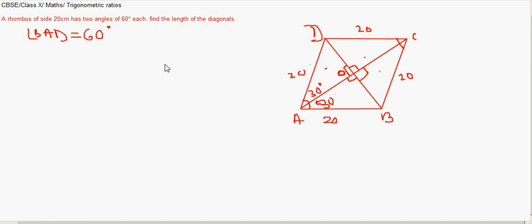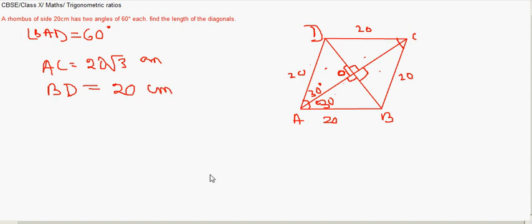Do I give you the answers for you to check? Okay, let me give you. You will get AC as, I think, 20 root 3. You might get BD as, obviously they will not be equal, since the diagonals are not equal in a rhombus. This many centimeter you will get here, and hope you get them correct. Thank you.